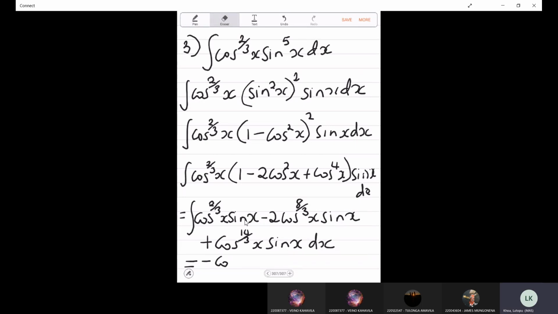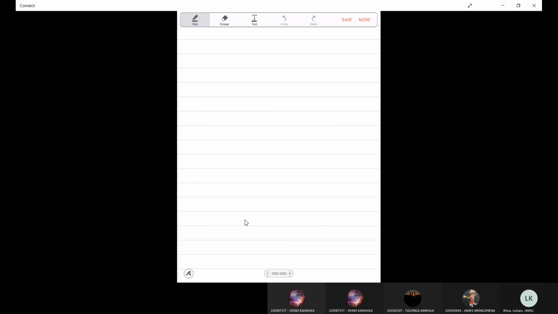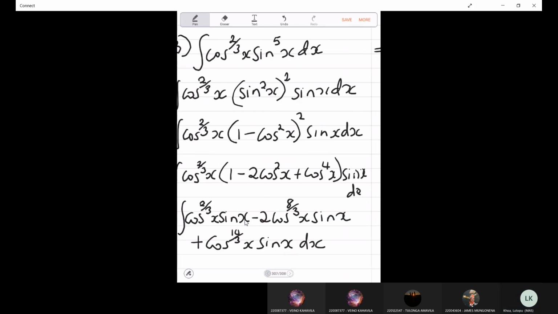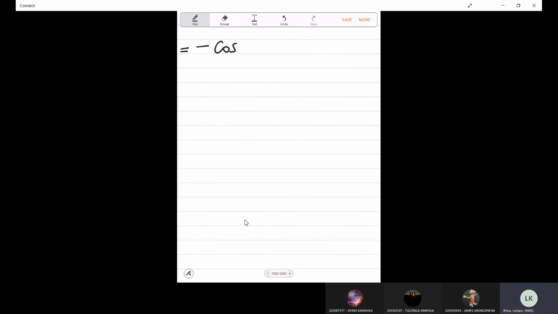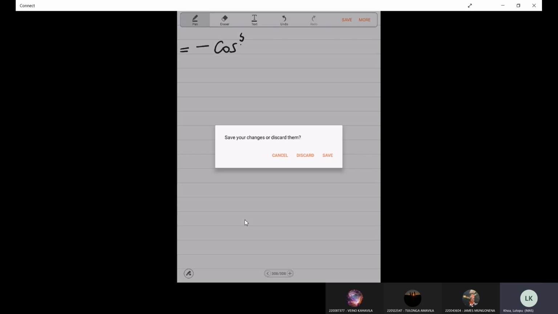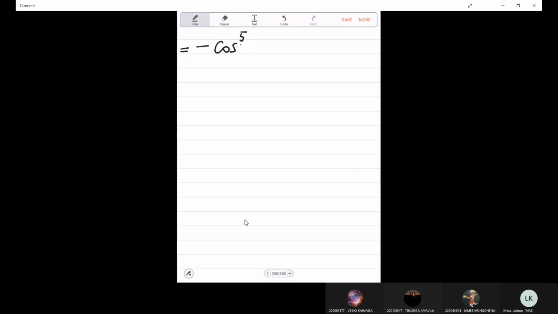Let me just write it on the next page. So we said it is negative, and we said this is cos. The 2 over 3, you add 1, you get 5 over 3. Power of 5 over 3 of x, and then you divide by 5 over 3.